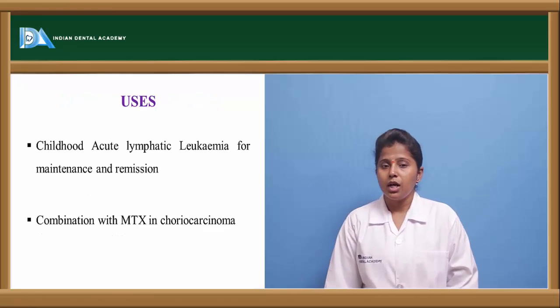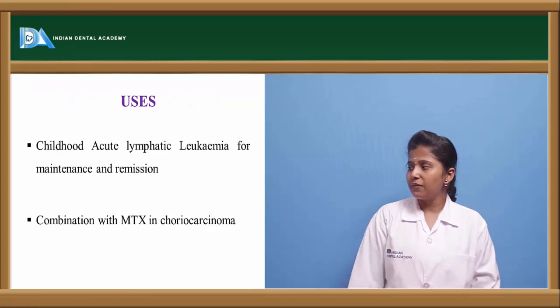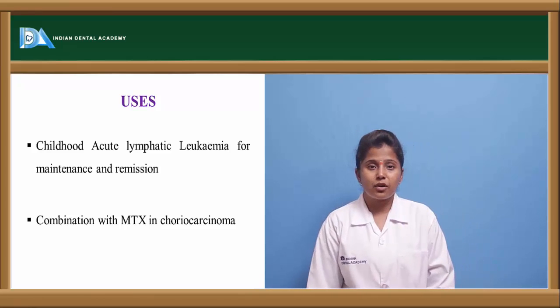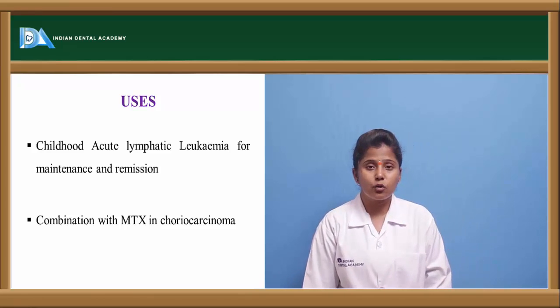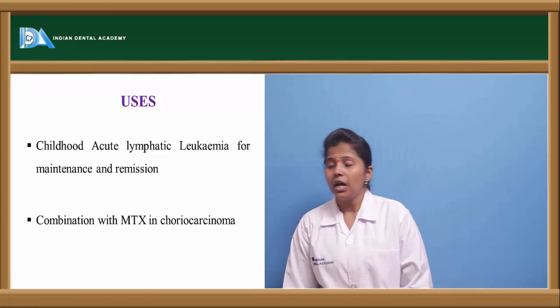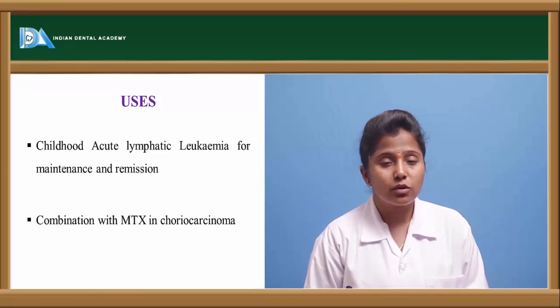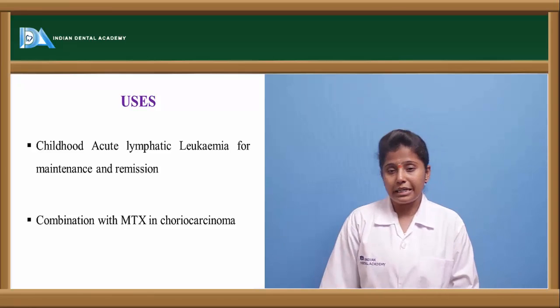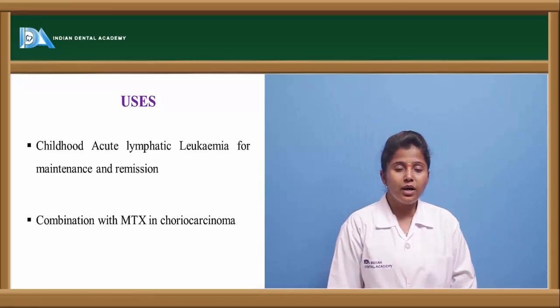What are the uses? It is mainly used in acute lymphatic leukemia, especially in children. So acute lymphatic leukemia in children can be treated by this purine antagonist, and it is given in combination with methotrexate in choriocarcinoma.